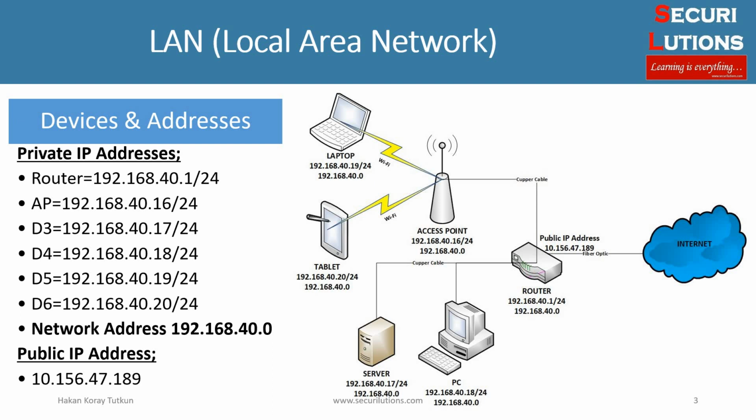network address is 192.168.40.0. We have one public IP address for accessing the internet. For the router, public IP address is 10.156.47.189. In this way, you can create a topology for the LAN you use in your home or office. And in this way, you will know which devices are connected to your network.